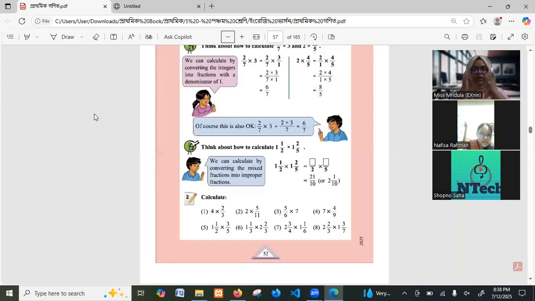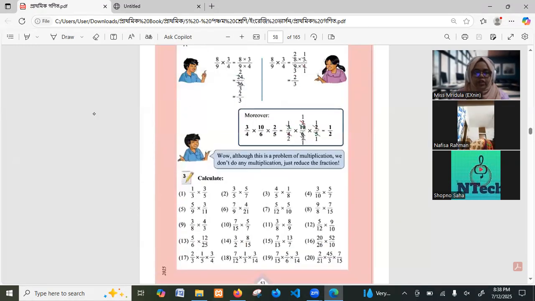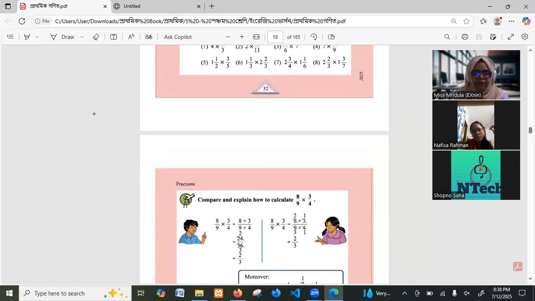Okay, so in our last class, we stopped at page 52. So we are gonna start with page 53.